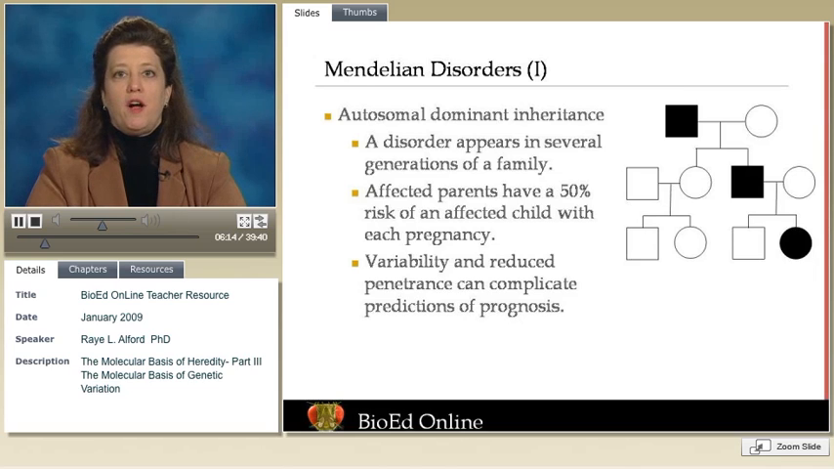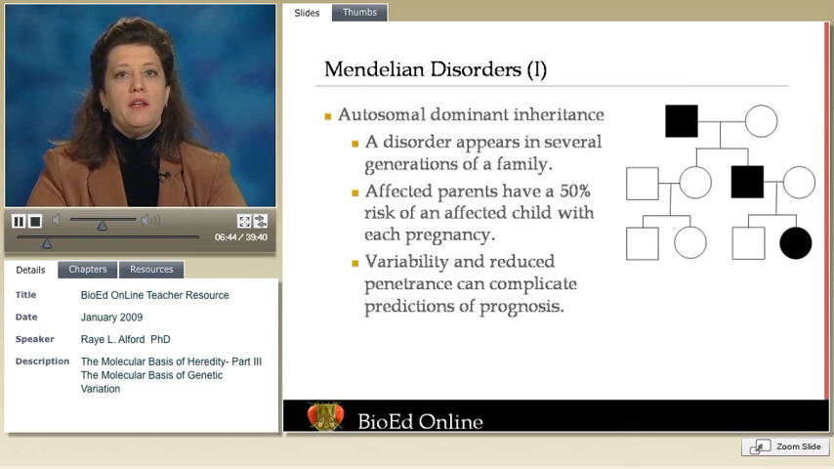Mendelian disorders follow Mendel's rules of inheritance. They can be inherited in an autosomal dominant, autosomal recessive, X-linked, or Y-linked manner. Autosomal dominant inheritance is typically characterized by the appearance of a disorder in every generation of a family, passed down from parent to child for several generations. Autosomal dominant inheritance was sometimes described as vertical inheritance, although this term is not commonly used today.